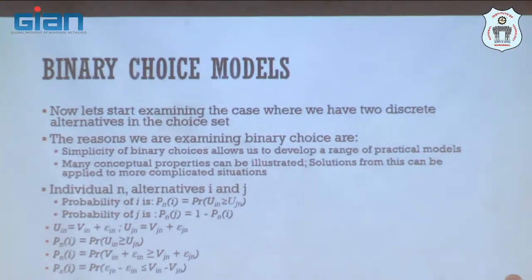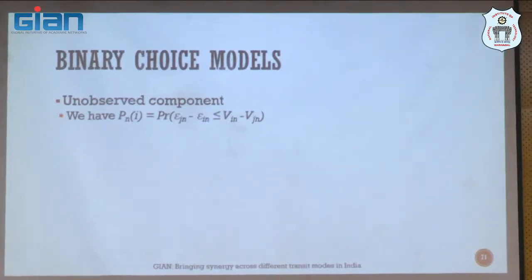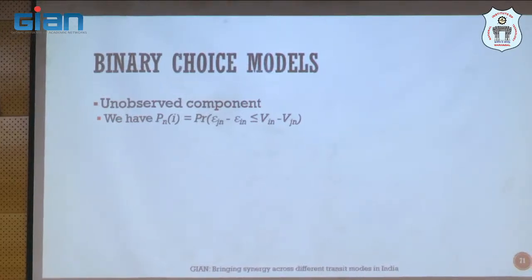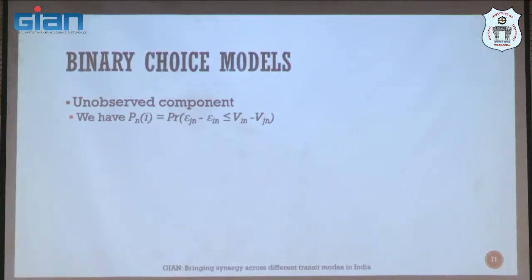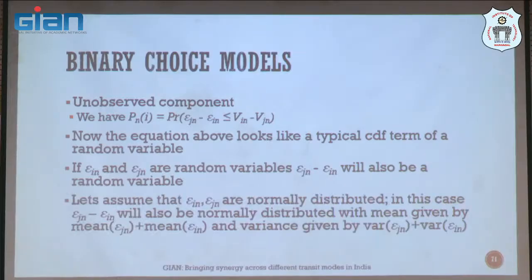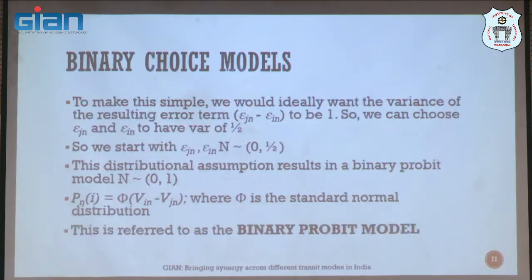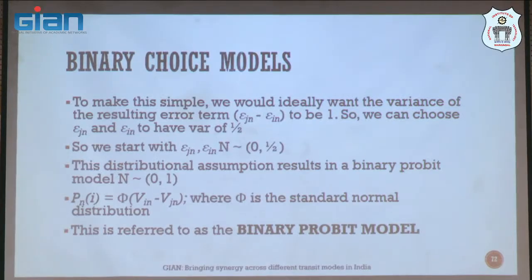I'm doing the same derivation I did back there. So we end up with epsilon jn minus epsilon in, where n is the individual, for alternatives j and I, Vi minus Vj. This would look like a random CDF expression. But to get the binary probit, I also have to assume a distribution for the error terms. So it is normal with mean 0 and variance half.